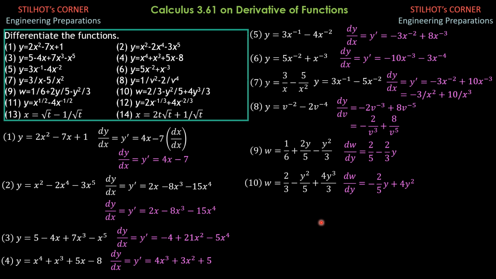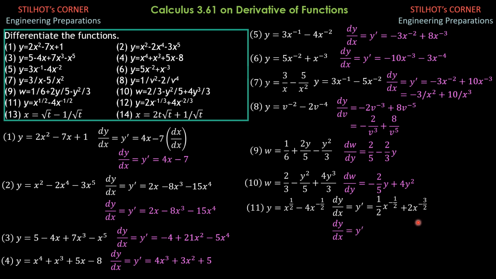Number 11, this one, y equals x to the 1/2 minus 4x to the negative 1/2. So by the power formula, dy/dx or y prime is 1/2 x to the negative 1/2. Then negative 4 times negative 1/2 is positive 2, x to the negative 1/2 minus 1 is negative 3/2. So 1/2 x to the negative 1/2 plus 2x to the negative 3/2. Again, this is plus 2x to the negative 3/2 because negative 1/2 minus 1 is negative 3/2.